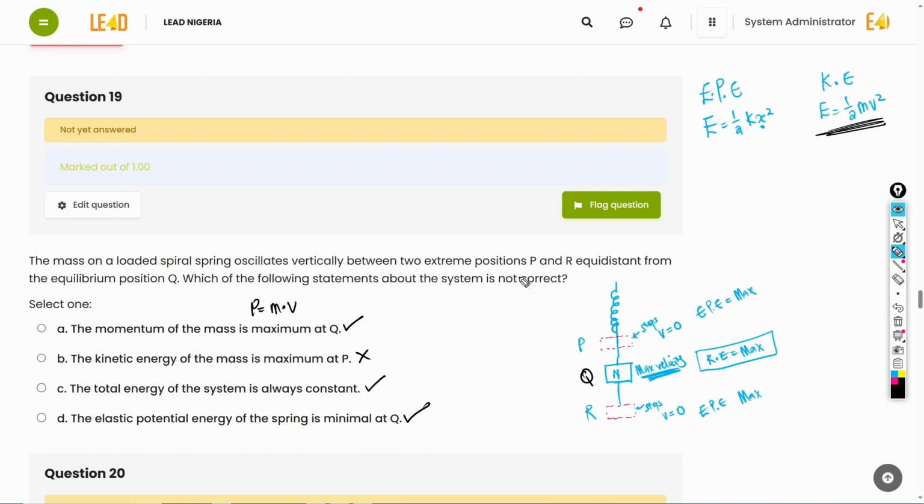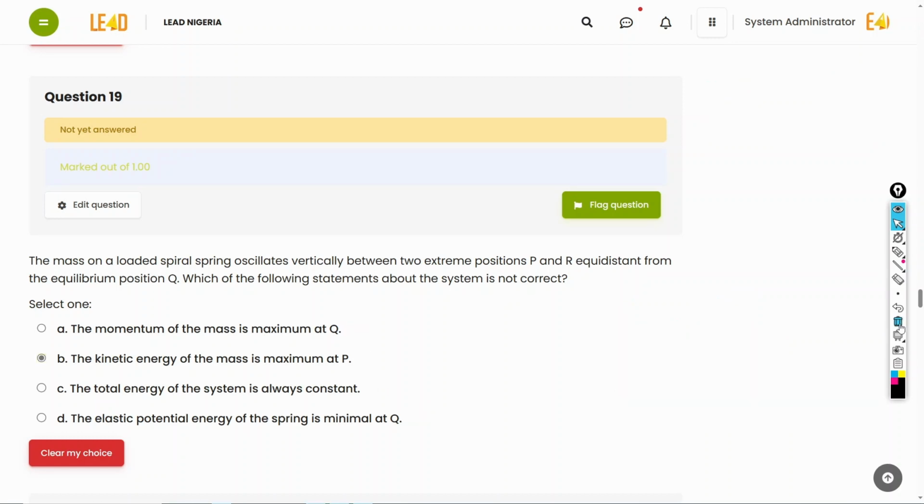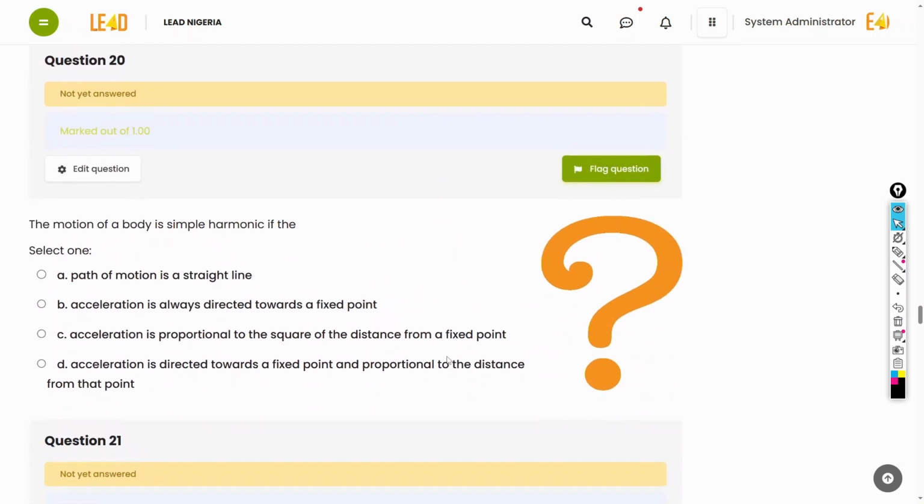So the question is, which of these is not correct? And that not correct option is B. The kinetic energy of the mass is not maximum at P. It is minimal at P.